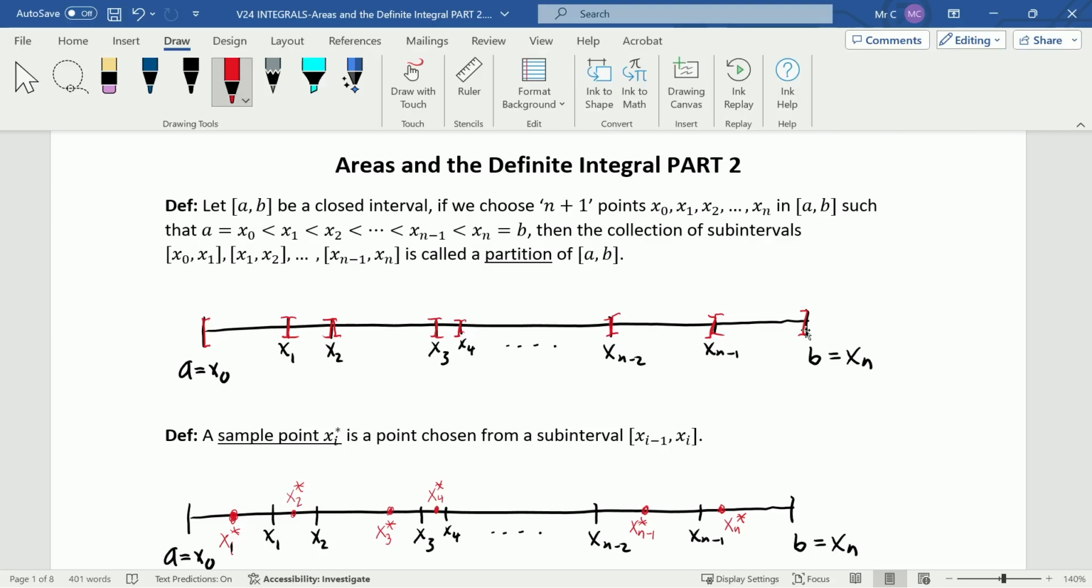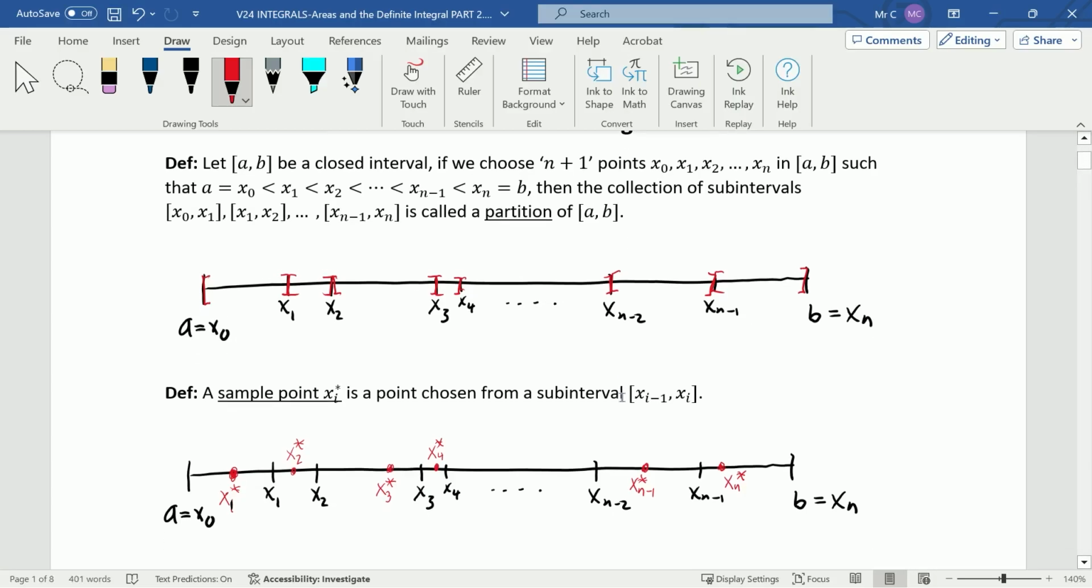Now recall, last video, we were looking at just dividing up the intervals into even pieces, pieces that were all the same size. And now to generalize this, what we're saying is we can break up that interval actually however we want. We don't have to make all of the pieces the same size. It's convenient, it does make things easier, but we can break up those intervals into subintervals any way we want to.